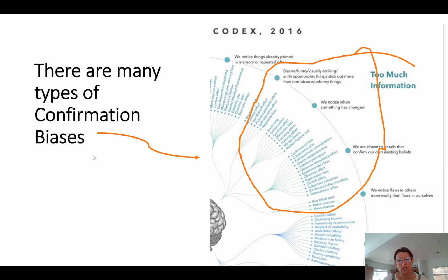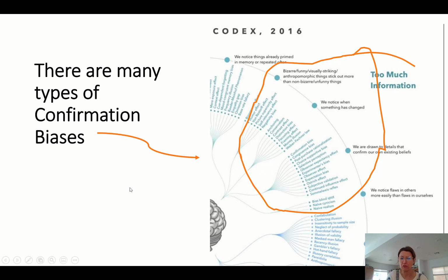Like congruence bias, subjective validation, experimenter's bias. Those are all so similar to confirmation bias. Kind of like synonyms, like house and home. They have slightly different meanings, slightly different feel to them, but they basically mean the same thing. So that's how these are.